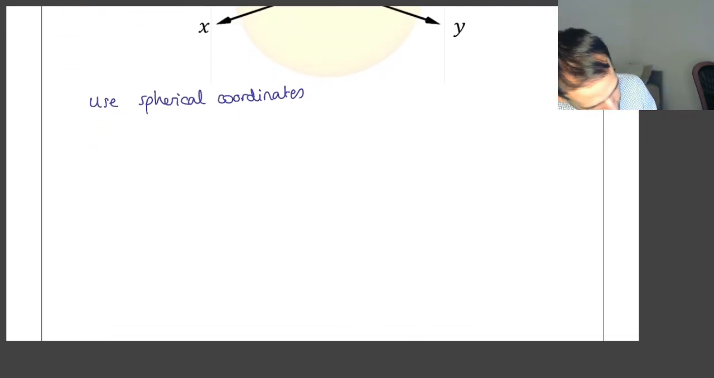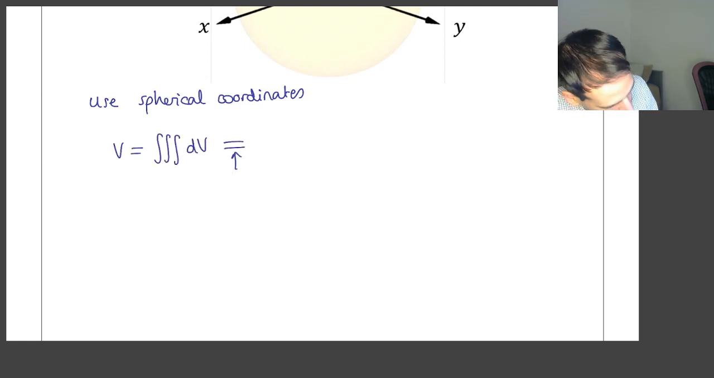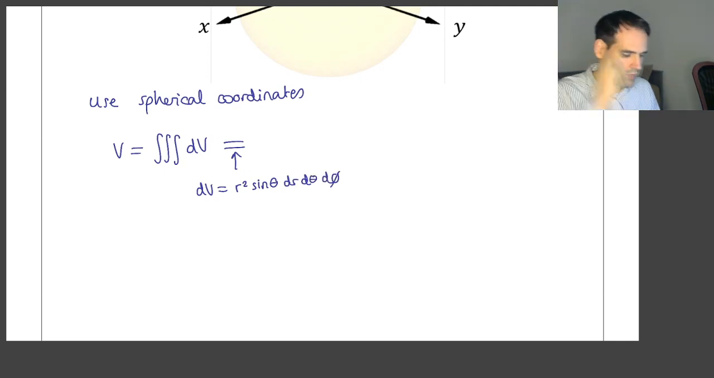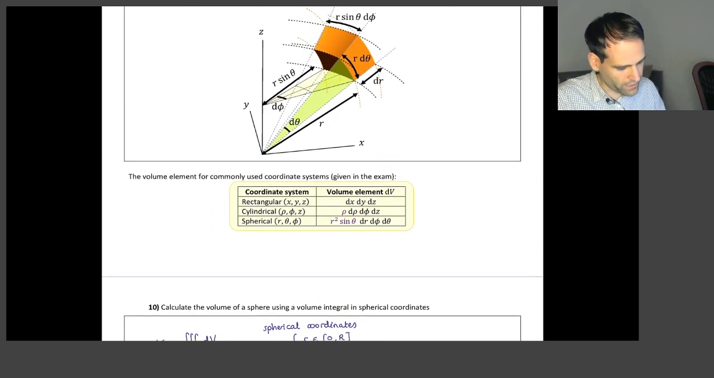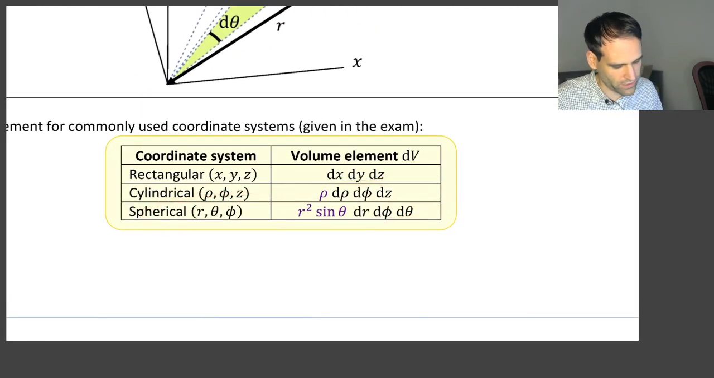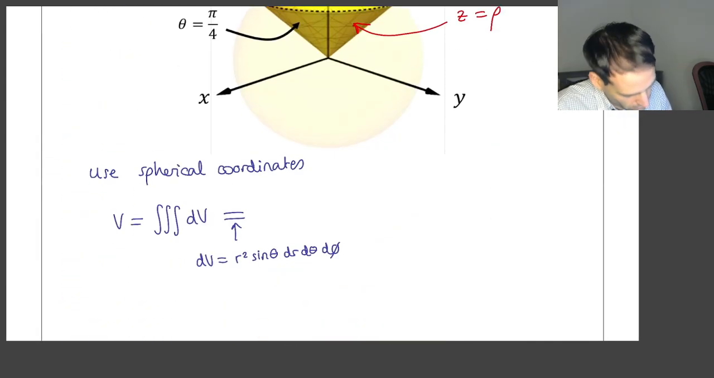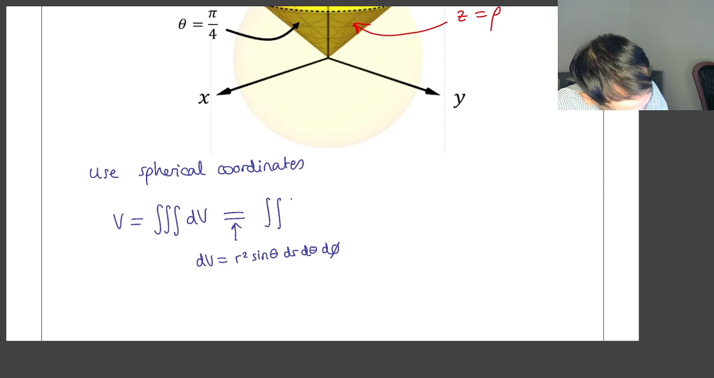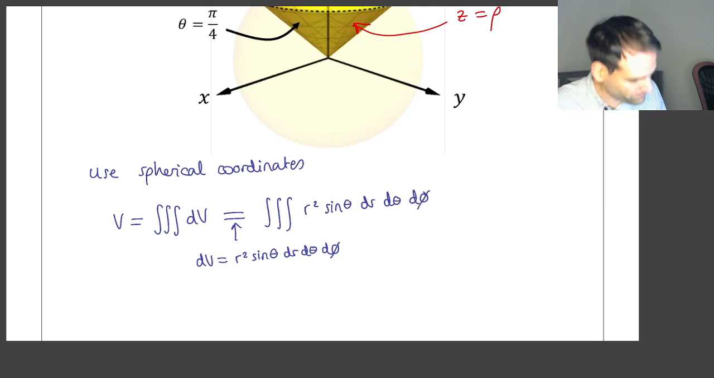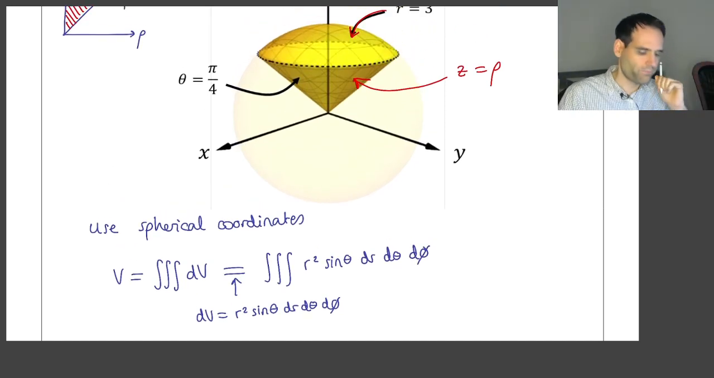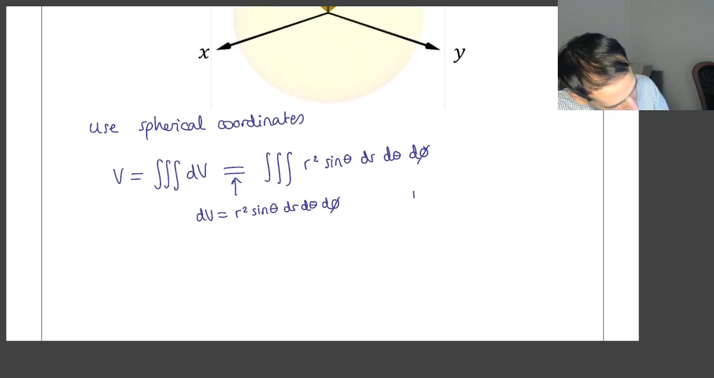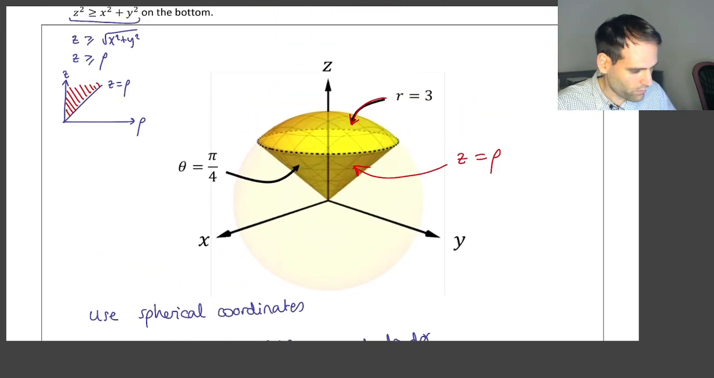So the volume is going to be the triple integral of dV, and we remember that in spherical coordinates dV is r squared sine theta dr d theta d phi. You can look it up if you don't remember. You always have tables in the exam where you can look up dV in any coordinate system. So we substitute that in, so we have to integrate r squared sine theta dr d theta d phi. Now we need to find the limits of integration. So what are the limits in r?